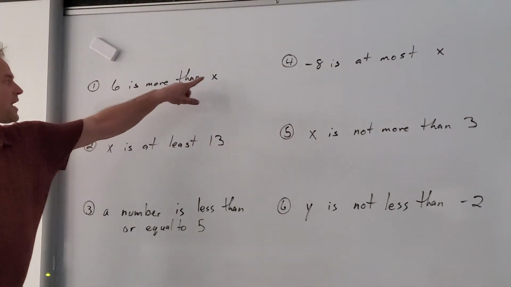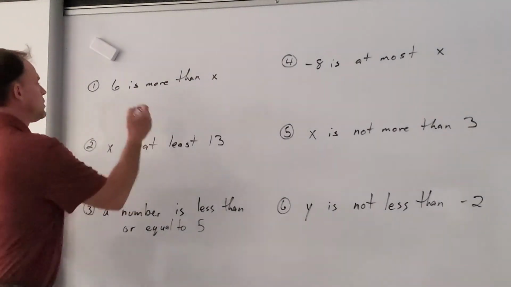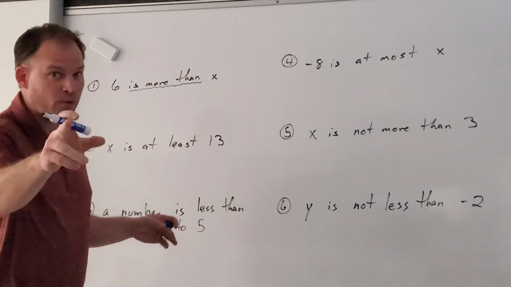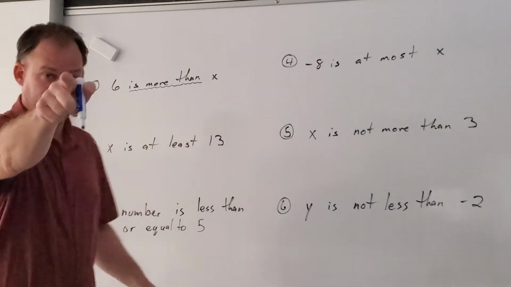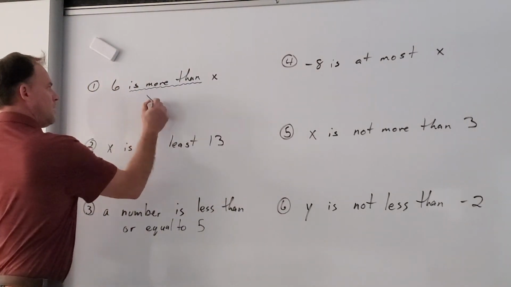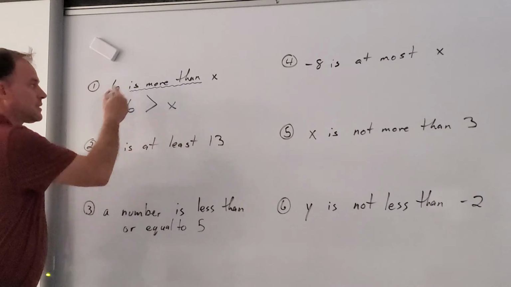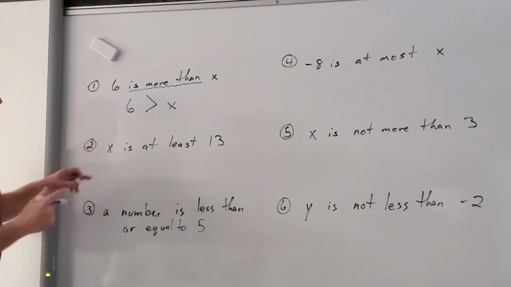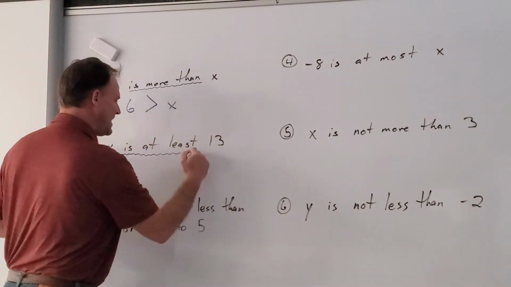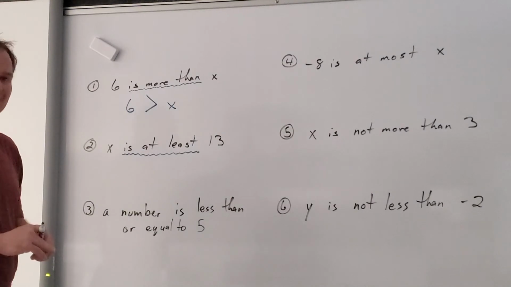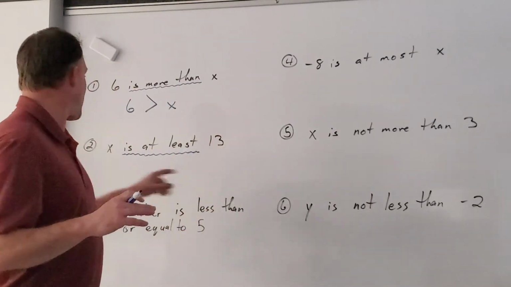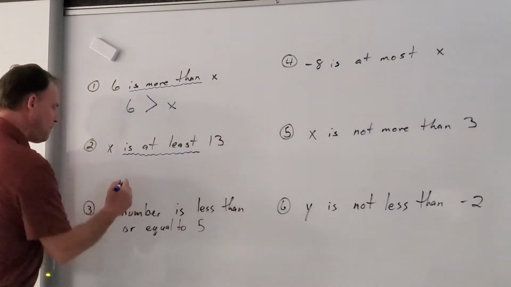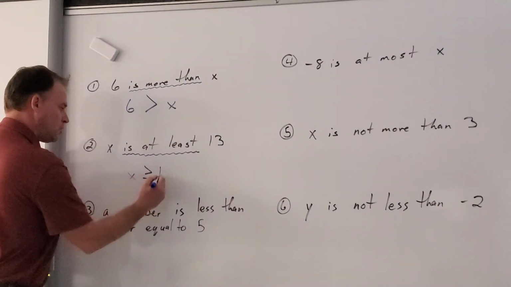6 is more than X. Look back at your notes. Is more than. What does is more than mean? Well, you should have written this down. You just wrote it down. Is more than. 6 is more than X. Okay? Number 2, 6 is at least 13. Is at least. We just talked about X is at least 13. If I'm saying at least, that is setting the bottom. Could be greater, could be equal.